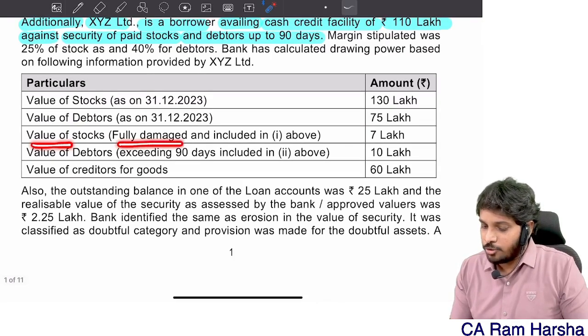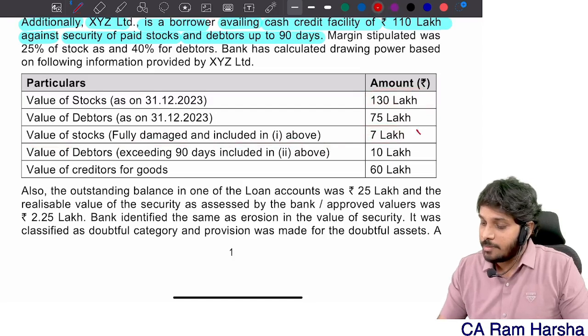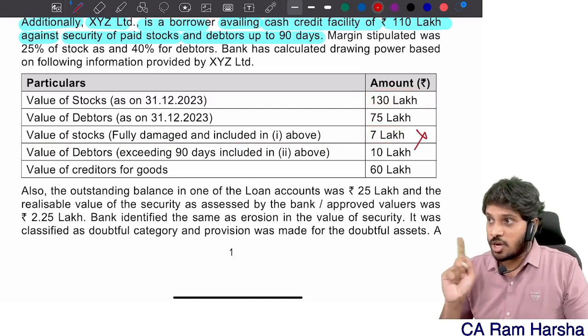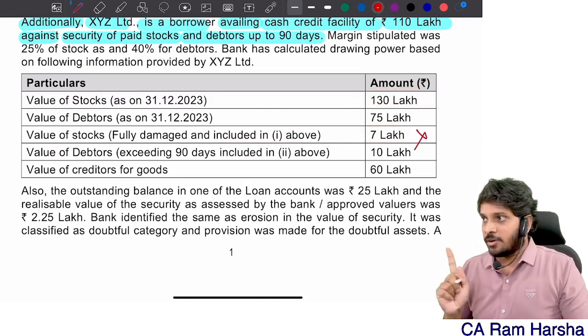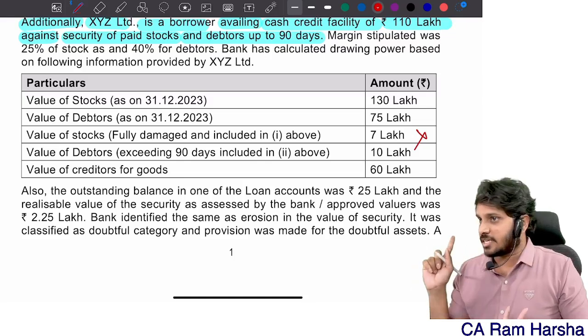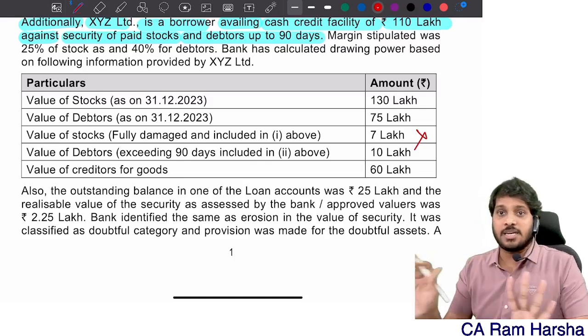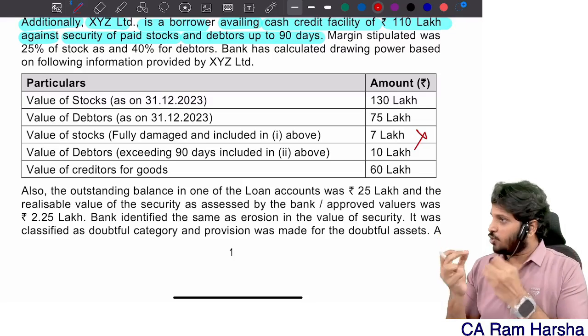Value of stock fully damaged and included in 130. How much is it? 7. We should eliminate this 7. Damaged stock will not be considered as an asset by the banker. It will not be taken for security valuation. Banker will not consider damaged stock into security.